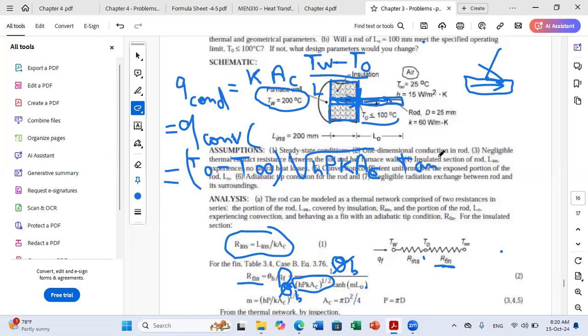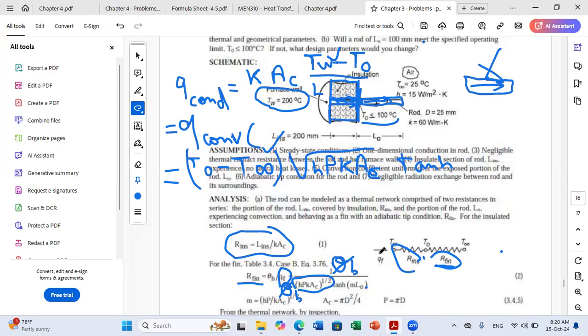If you use this equation, the only unknown is T0, because T wall is known and T infinity is known. So you can solve for T0. This is if you use this method. If you use the electrical circuit method, you can say the following. I know the value of R insulation and I know the value of R fin. I know the resistances, so I can calculate Q.